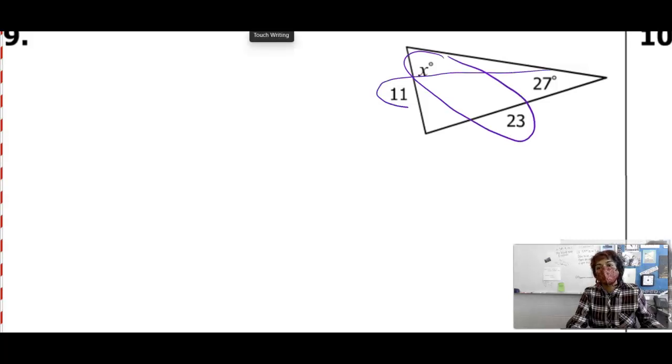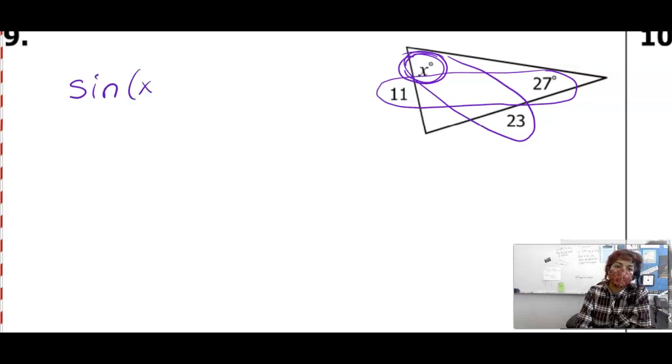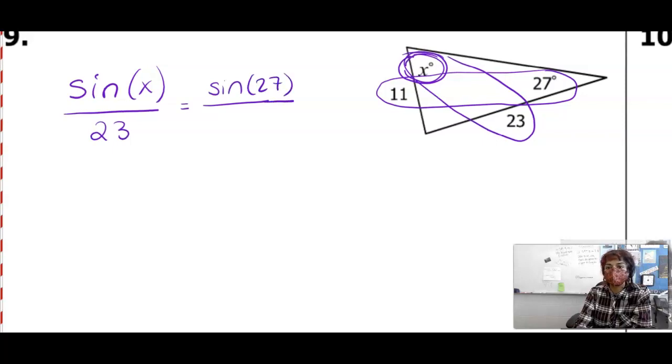And you can see right here that I've got one pair right there and one pair right here. Okay? And I have reminded you guys that whatever variable you have, you want to put that on top of your formula. And so because my variable is a degrees, we're going to put the degrees on top. So I'm going to do sine of x. And what is the side that goes with my x? 23. Okay. And these are proportions, right? Okay, so then I want to do my sine of 27. And what goes with 27? Okay, so 11.